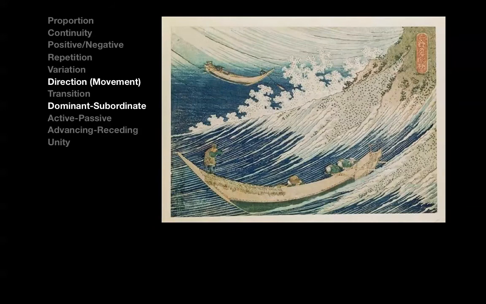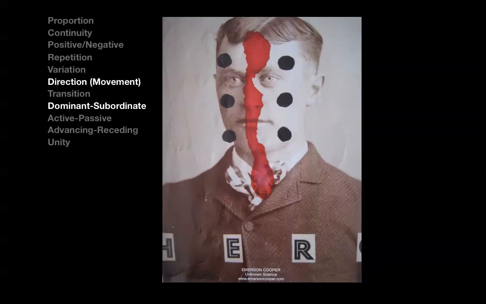This painting by Hokusai clearly expresses both dominantly diagonal and subordinately diagonal forces. Finally, this poster for Emerson Cooper may be enigmatic at its core, but visually it clearly exhibits a dominantly vertical direction and subordinately horizontal direction.